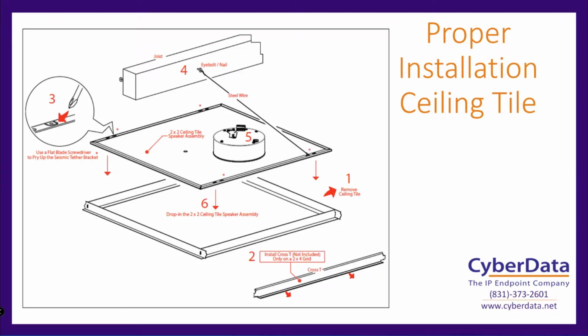You simply mount an eye bolt into the joist that goes up across the top of the ceiling and connect some steel wire between the seismic tether bracket and the eye bolt to secure it so it doesn't fall in the event of an earthquake. That's something we have to deal with out here at CyberData. We are based in California, so we have to be concerned about seismic stuff. That's one thing that we deal with.